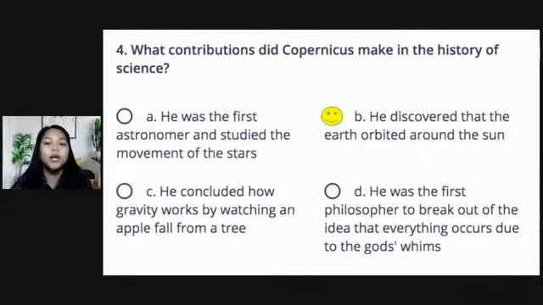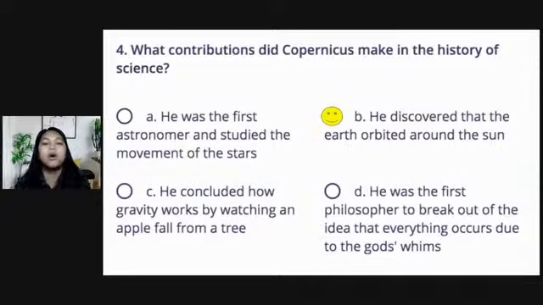Okay, so Copernicus was the one who discovered that the Earth orbited around the Sun. So this is the main contribution of Copernicus na yung tinatawag nating heliocentric theory. When you say helio, it means the sun, and when you say centric, of course, the sun is at the center of the universe. So according to Copernicus, hindi po Earth yung nasa center ng universe, but it is the sun.